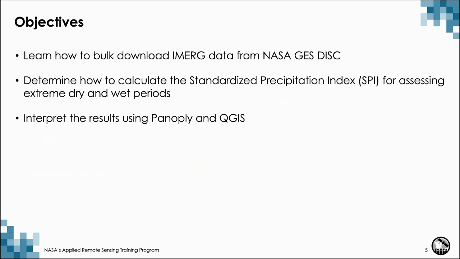The objectives for today's webinar will be to learn how to bulk download IMERG data from NASA's Goddard Earth Sciences Data and Information Services Center, or GESDISC, determine how to calculate the Standardized Precipitation Index, or SPI, using IMERG data for assessing extreme dry and wet periods, and finally to interpret the results using Panoply and QGIS.